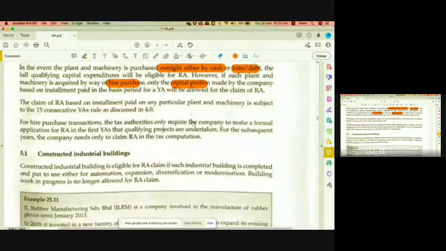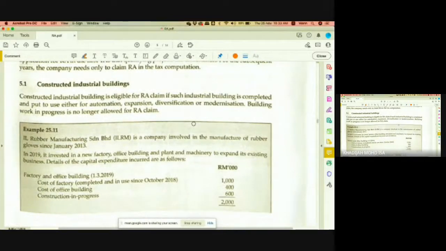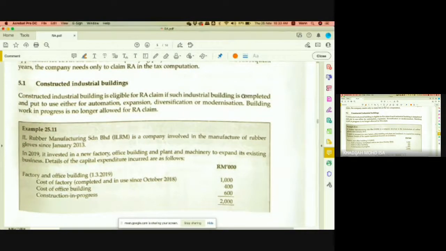All right, and then if you have a constructed building, you can claim industrial building as eligible for RA if it is completed and put into use. So you must make sure that it is completed and then put into use for the purpose of automation, expansion, or diversification. If you have work in progress, you cannot claim reinvestment allowance. This is different from industrial building allowance, where you can start claiming capital allowance on the building during construction. But for RA purposes, the building must be completed and put into use for automation, expansion, or diversification. Then only you can claim reinvestment allowance.